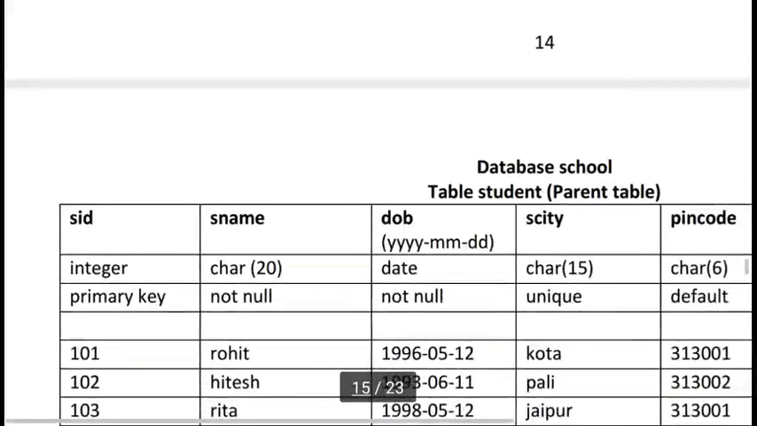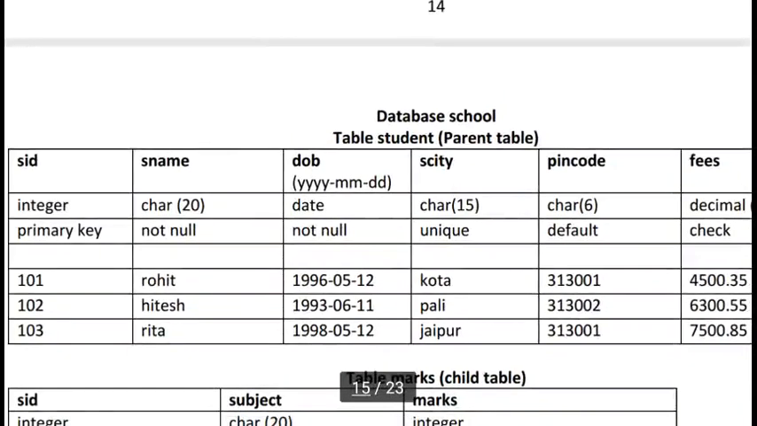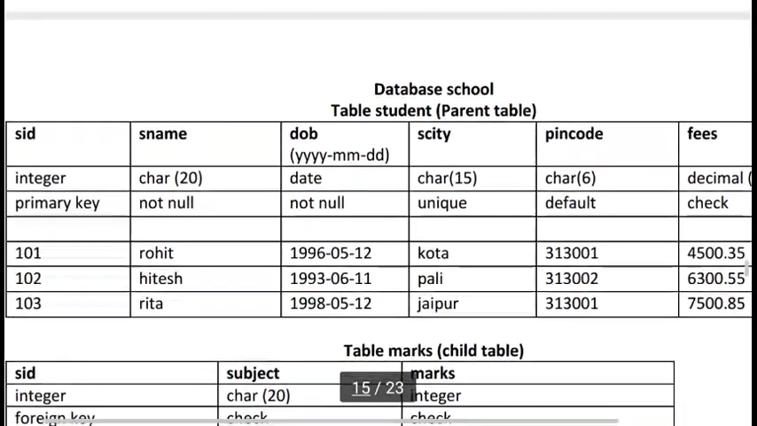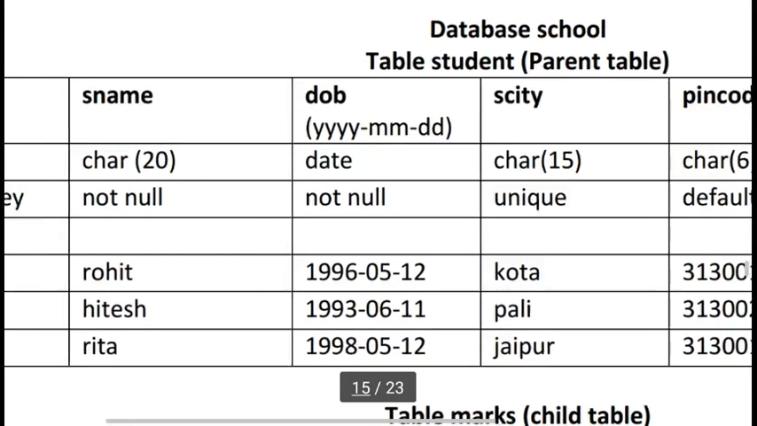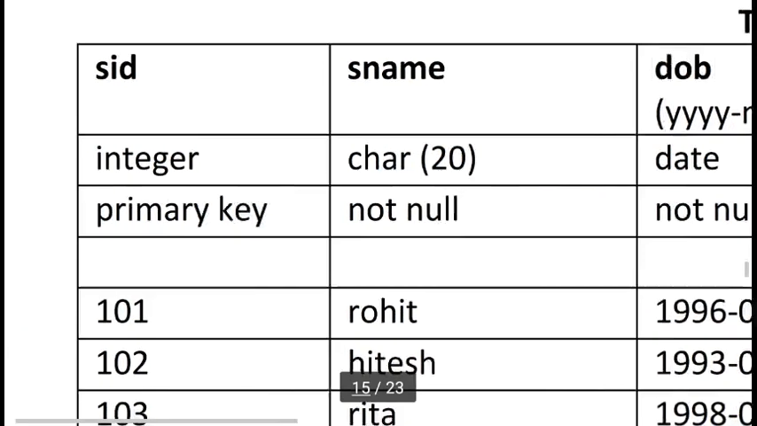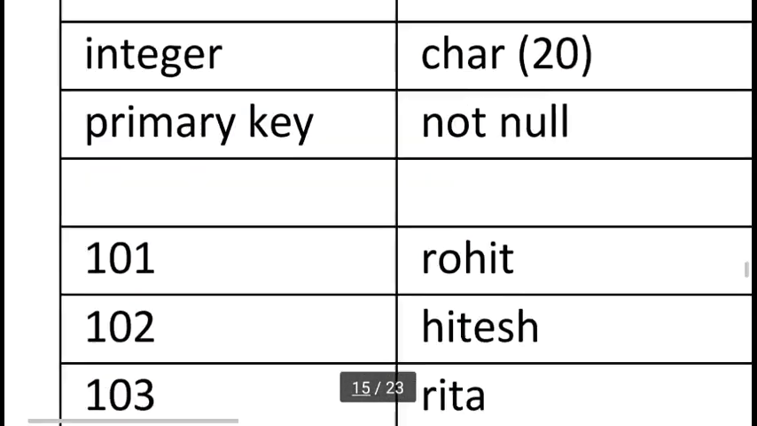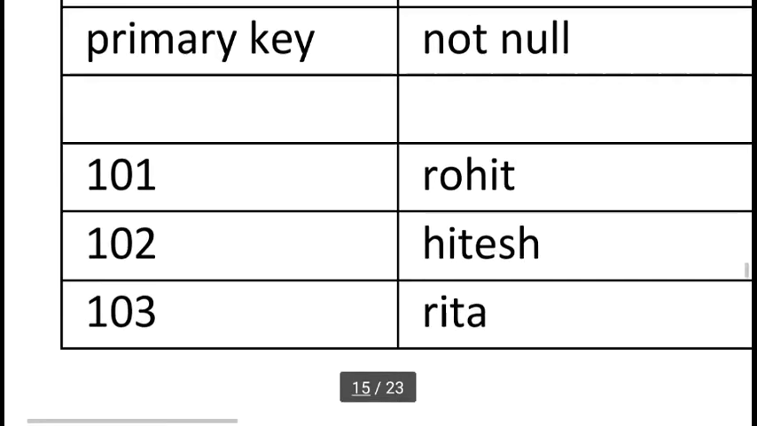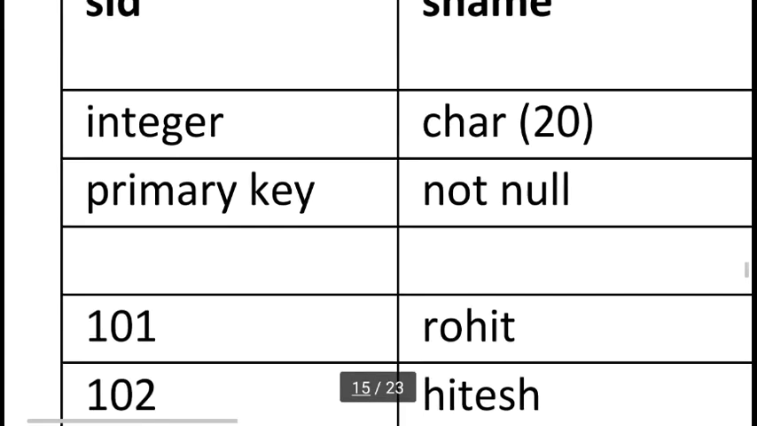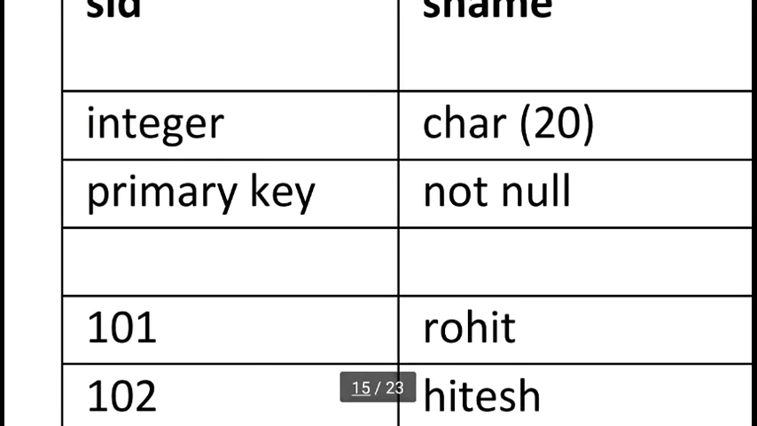Okay, here I am taking one example to explain this. Suppose our database name is school, and the table name is student. This is our parent table. Here SID, data type is integer, and I want to make this SID column the primary key. So all of 101, 102, 103 is our key field. We can easily select, search, delete or update the details of a particular student with the help of the primary key.